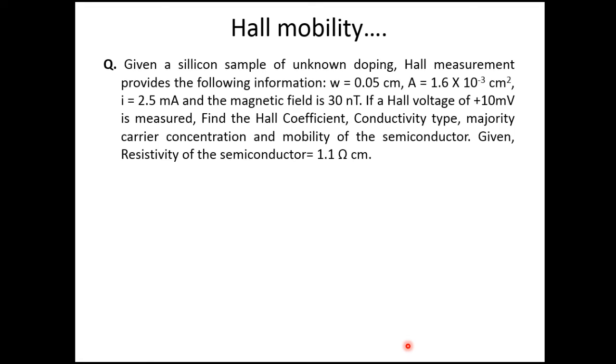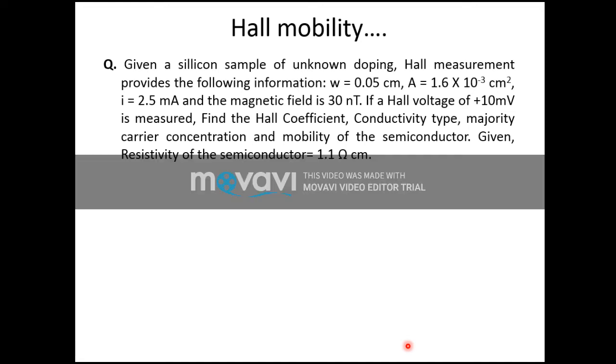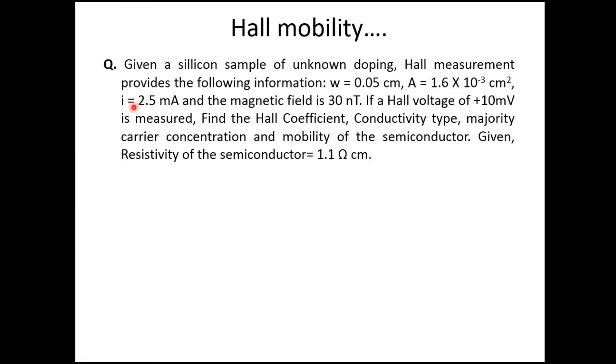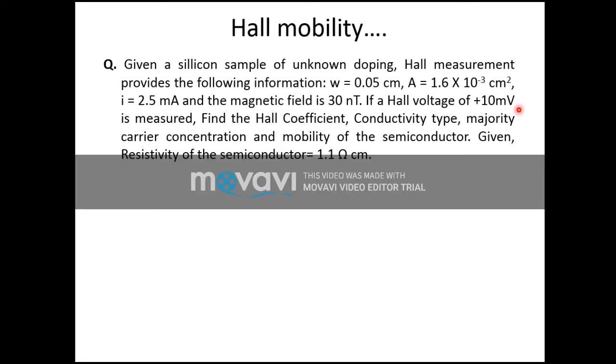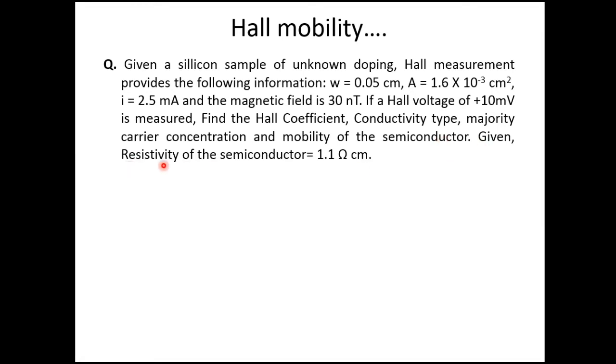Now let us take one example on this Hall mobility. So there is a question here: given a silicon sample of unknown doping, Hall measurement provides the following information. W is given as 0.05 centimeter. A is equal to 1.6 into 10 power minus 3 centimeter square. The current flowing is 2.5 milliampere and the magnetic field is 30 nanotesla. If a Hall voltage of plus 10 millivolt is measured, find the Hall coefficient, conductivity type, majority carrier concentration and mobility of the semiconductor. Given here, the resistivity of the semiconductor is 1.1 ohm centimeter.